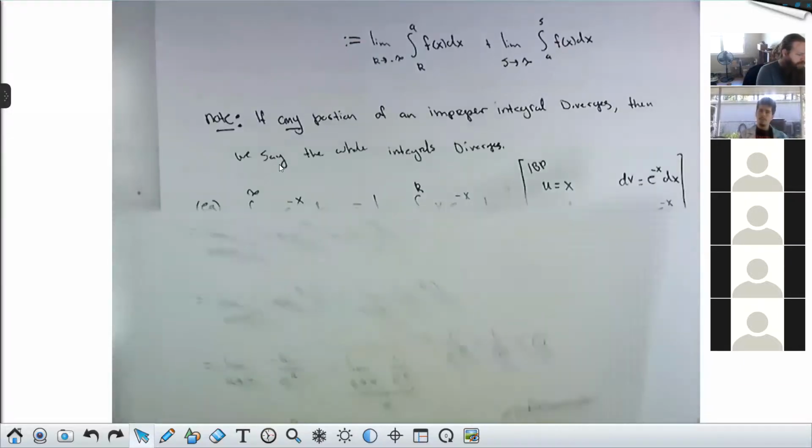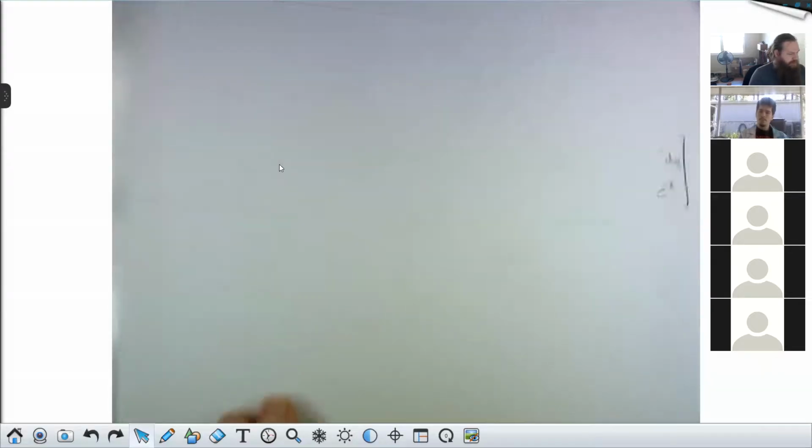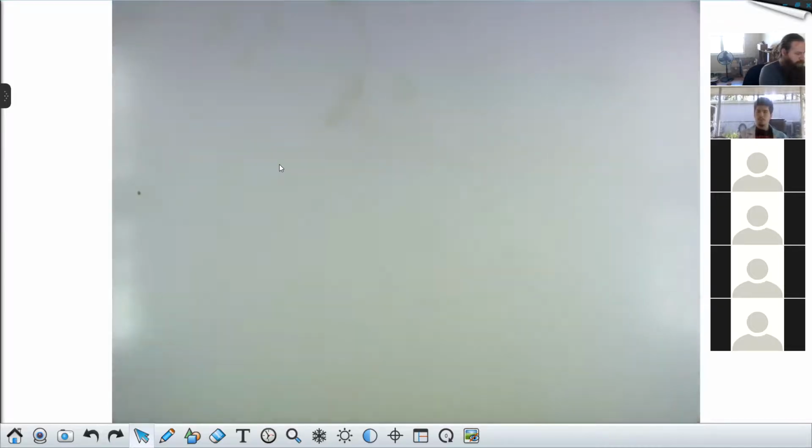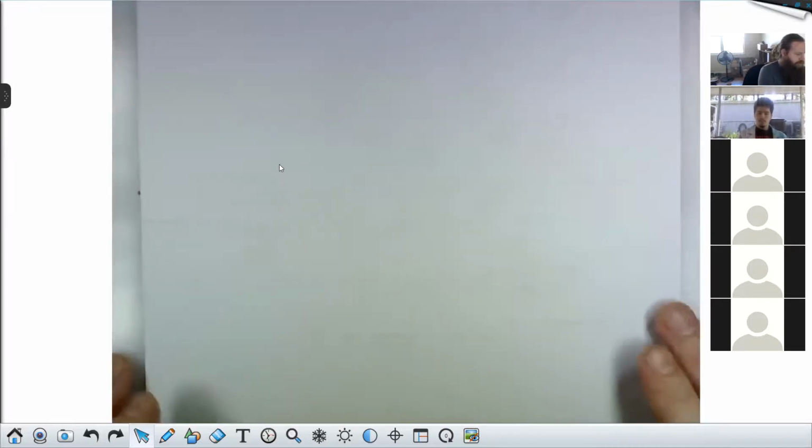I'll remind you really quickly what L'Hopital's rule says in its generality, the different kinds of indeterminate forms. This is going to be my quick and dirty review for section 4.4.